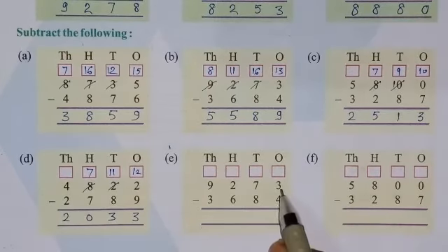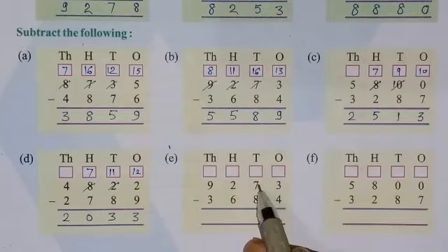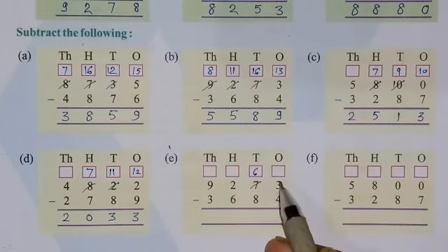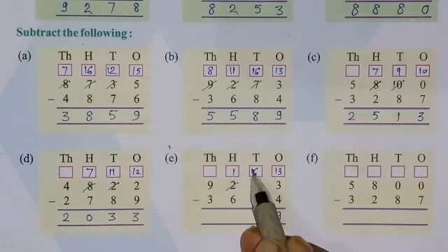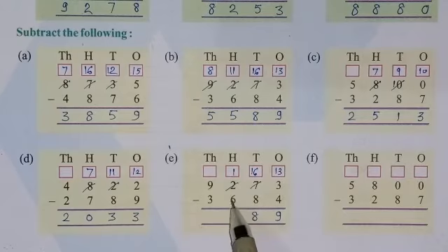See in this question. 3 minus 4 not possible. Borrow from this. This will be 6 and here will be 13. So 13 minus 4, 9. 6 minus 8 not possible. Borrow from this digit. This will be 1. Here will be 16. 16 minus 8, 8. 1 minus 6 not possible. So borrow from this digit. This will be 8. Here will be 11. Now 11 minus 6 will be 5. And 8 minus 3, 5.